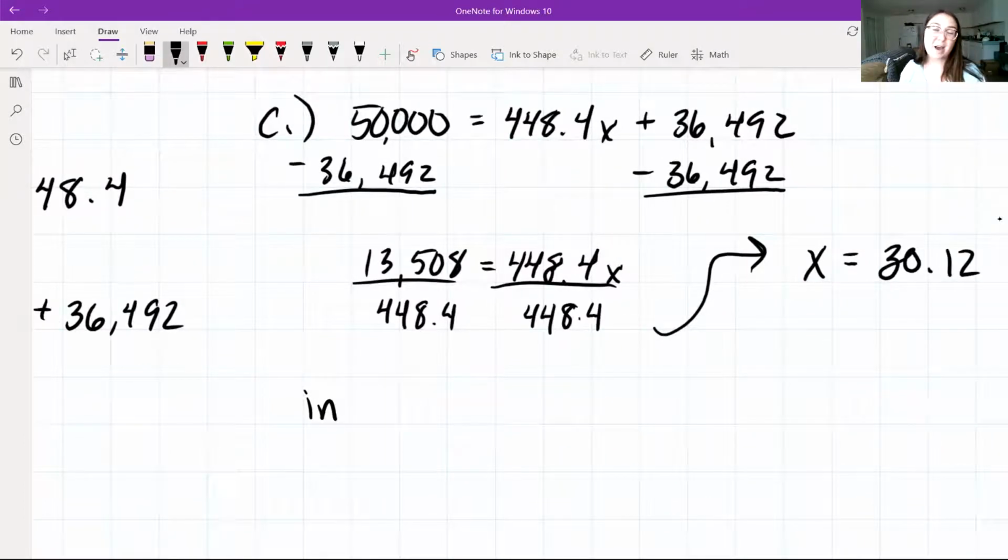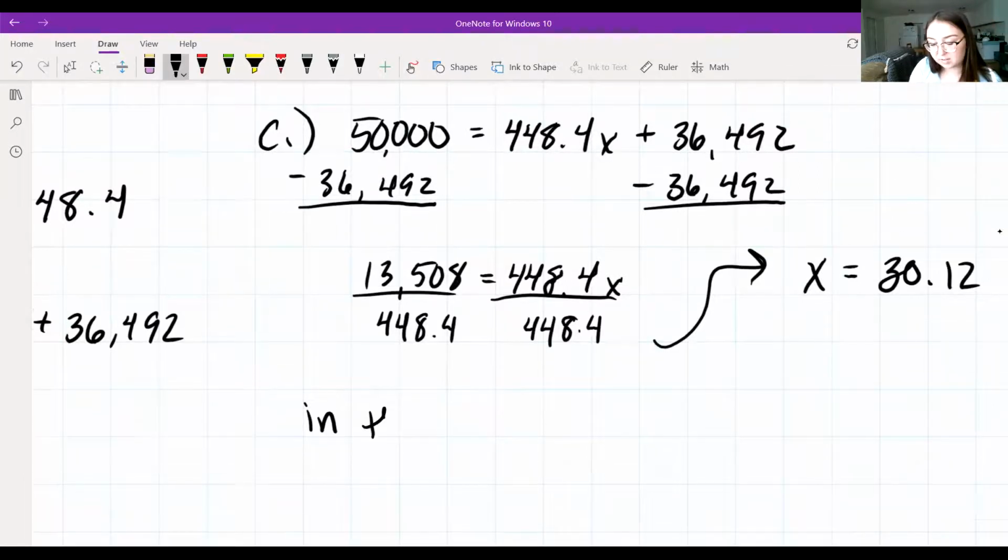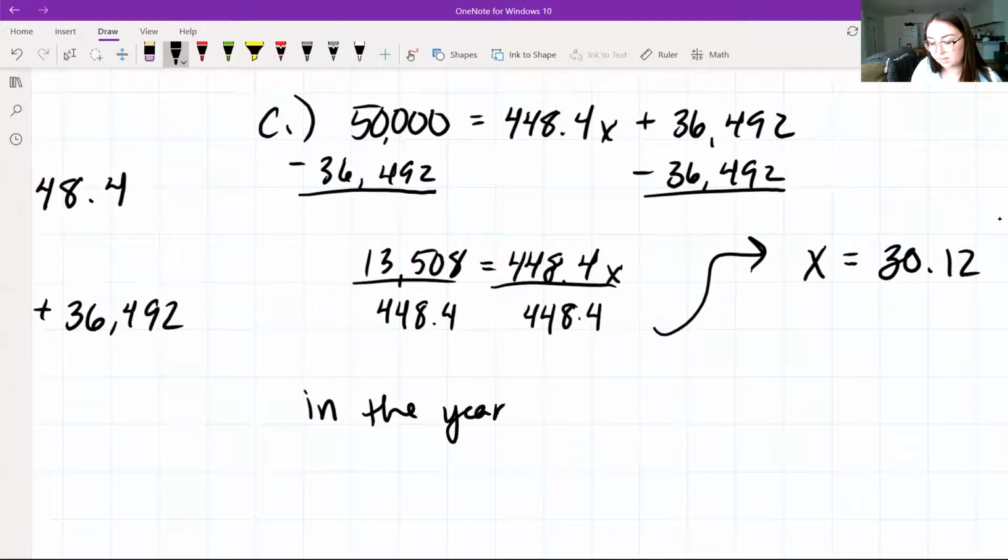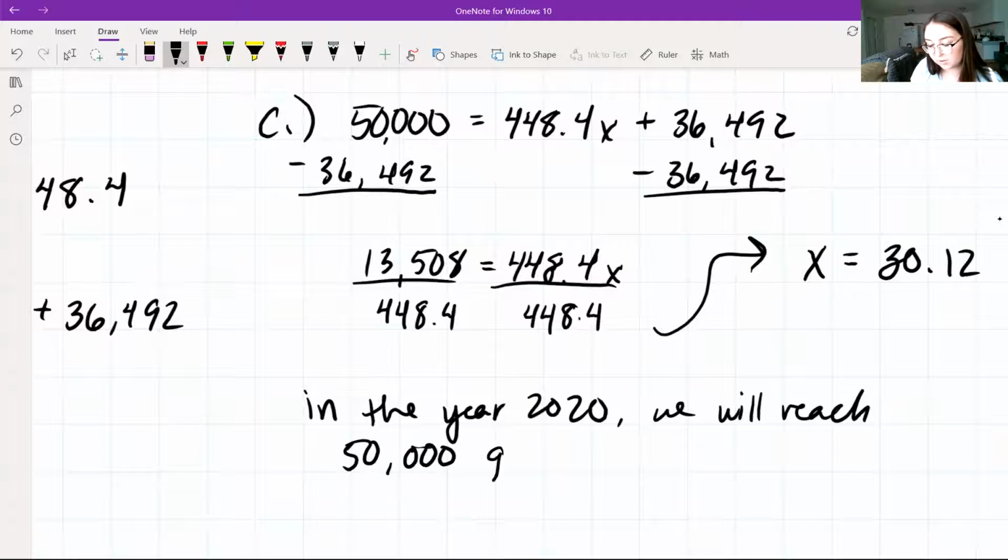Or we say that since x is about 30, that means 30 years after 1990. So that would mean in the year 2020, we will reach 50,000 grocery stores.